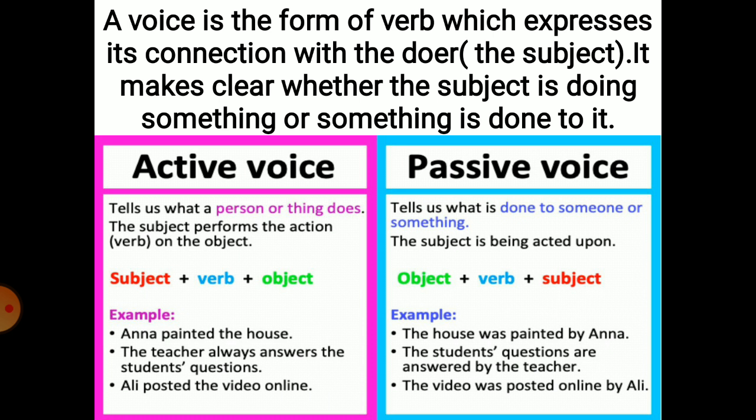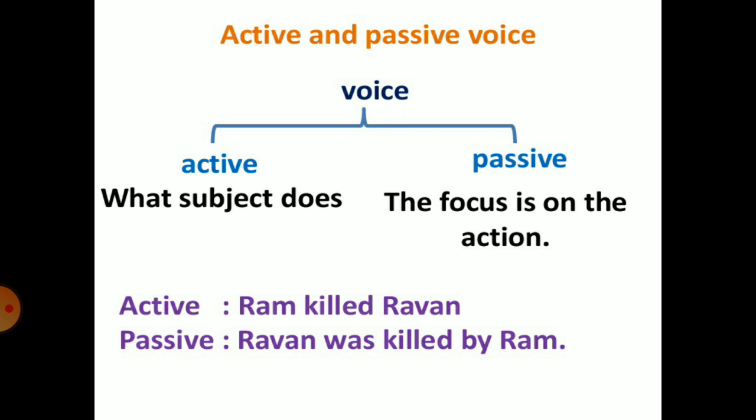Let's have more explanation about it. You can go through it by this flow chart. Active and passive voice. Voice, as we have earlier discussed, two types of voice, active and passive. Active, what the subject does, while passive, the focus is on the action. Here, the example is given. In active form, Ram killed Ravan, while in passive, it will be Ravan was killed by Ram. Why? Because the focus is on the action.